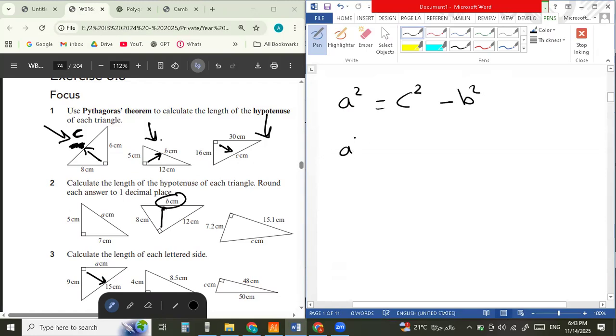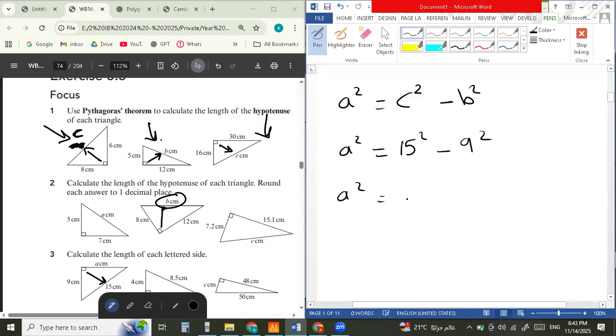Okay, so a squared equals 15 squared, as C is always the hypotenuse. A and B can alternatively be one of the other two sides. You can call this A, you can call this B, whatever you're going to call them. Here they called it A. Fine. So A squared equals c squared, the hypotenuse, which is 15 squared, minus b squared, the other side, which is 9 squared.